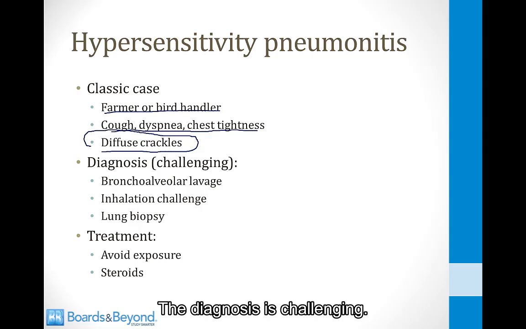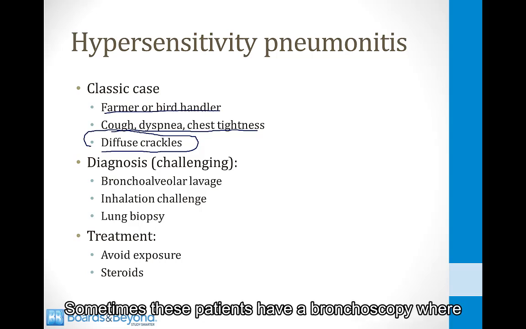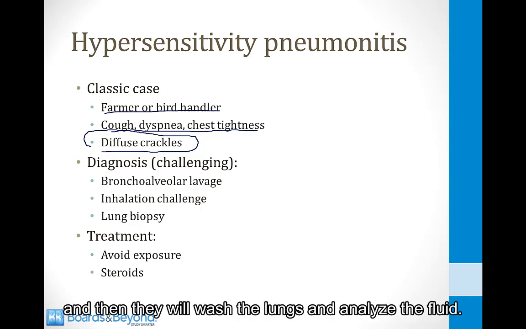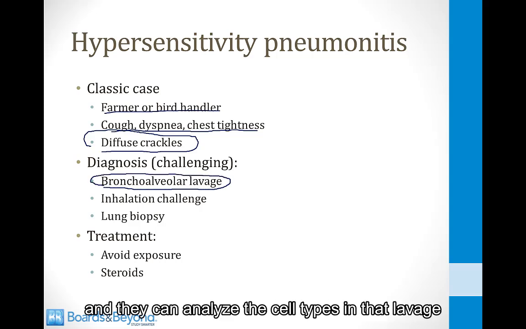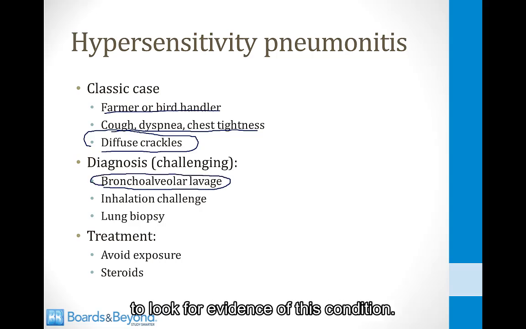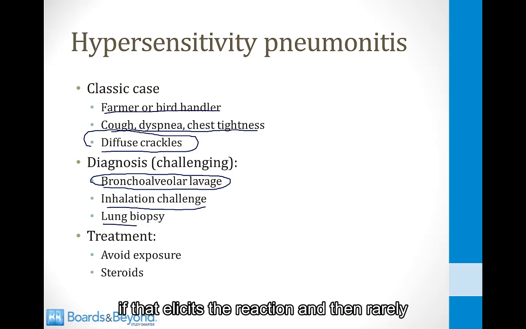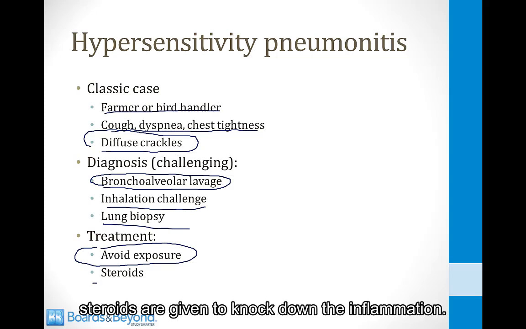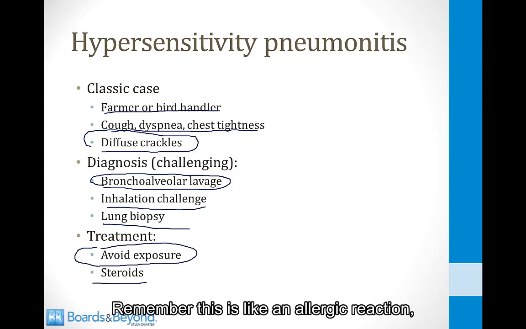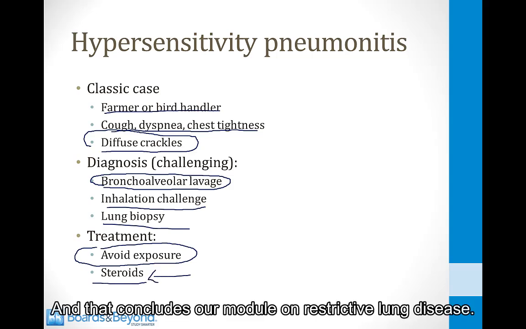The diagnosis is challenging. There are many different tests that are sometimes used. Sometimes these patients have a bronchoscopy where a camera is inserted into the lungs, and then they will wash the lungs and analyze the fluid. That's called a bronchoalveolar lavage, and they can analyze the cell types in that lavage to look for evidence of this condition. Sometimes they have them inhale something to see if that elicits the reaction, and then rarely lung biopsy can be needed. And the treatment mainly is to avoid exposure if possible, and sometimes if the symptoms are very severe, steroids are given to knock down the inflammation. Remember, this is like an allergic reaction, so steroids are helpful. And that concludes our module on restrictive lung disease.